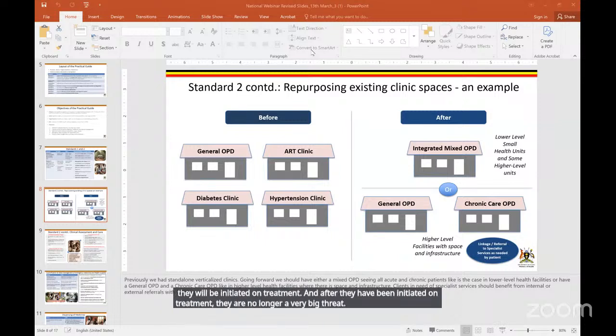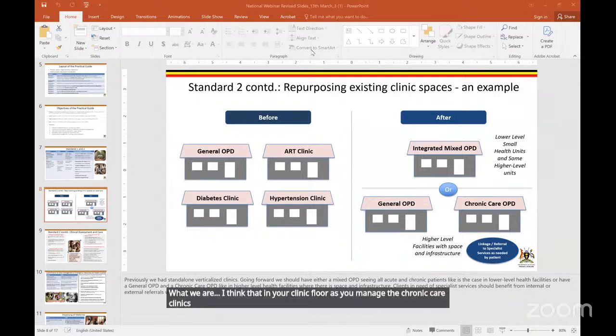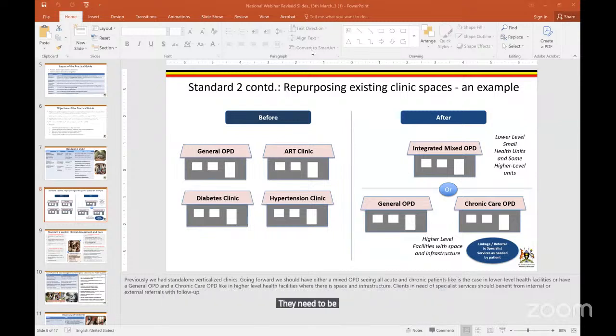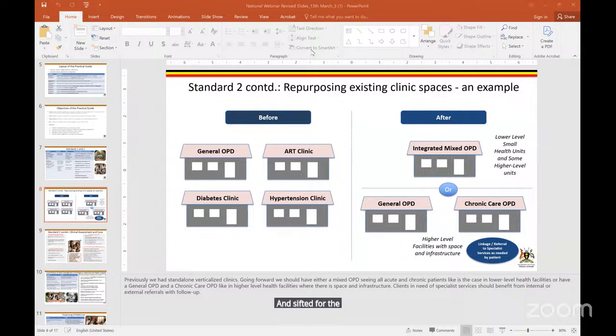What we are saying is that in your clinic flow, as you manage the chronic care clinics, if you have new patients, they need to be given the relevant protective equipment like masks so that they do not become a risk for others, or they can be catered for in a separate area or fast track through the system. So the IPC measures that we have always talked about are going to continue as part of the clinical care package and safety for the health workers and the users of the health service.